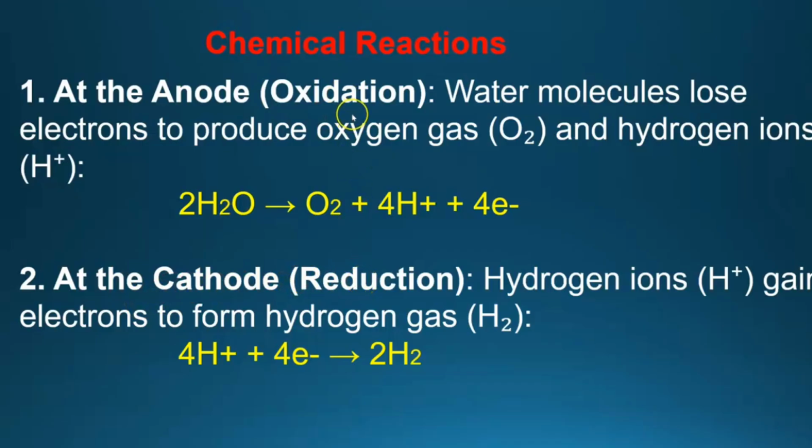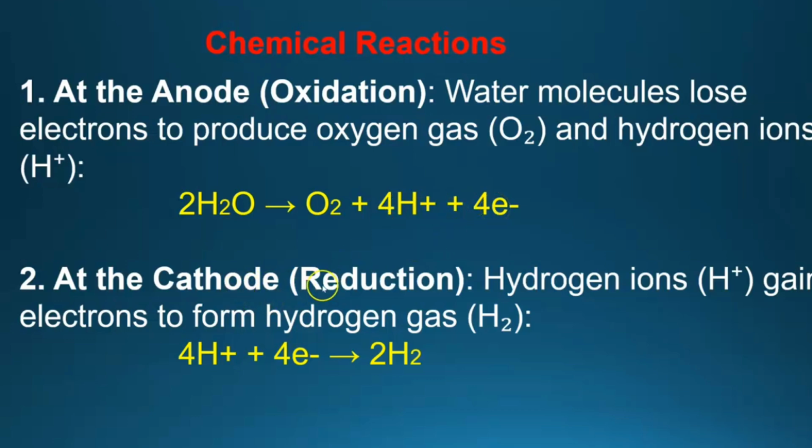What do you mean by oxidation? Oxidation is nothing but losing electrons. Reduction means gaining of electrons. So at the anode region, the water molecules lose electrons and produce what? Oxygen gas, which is deposited in the anode region, and it releases hydrogen ions. So you can see the equation, water 2H2O is split into oxygen O2 plus 4H+ plus 4e-.